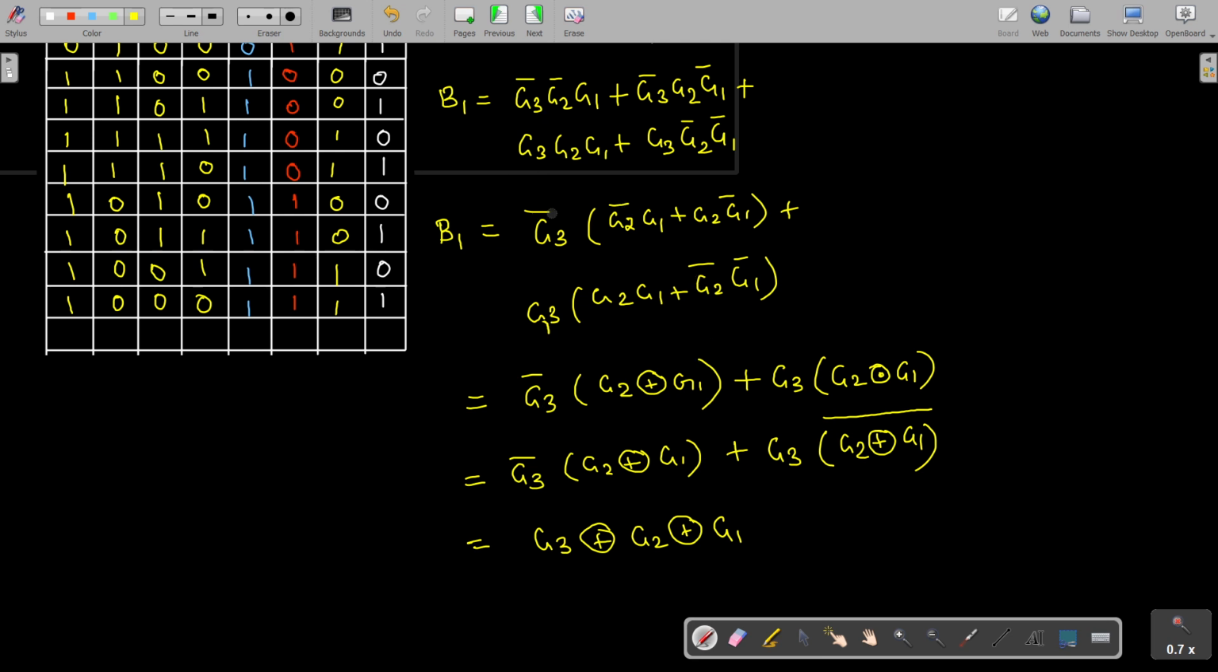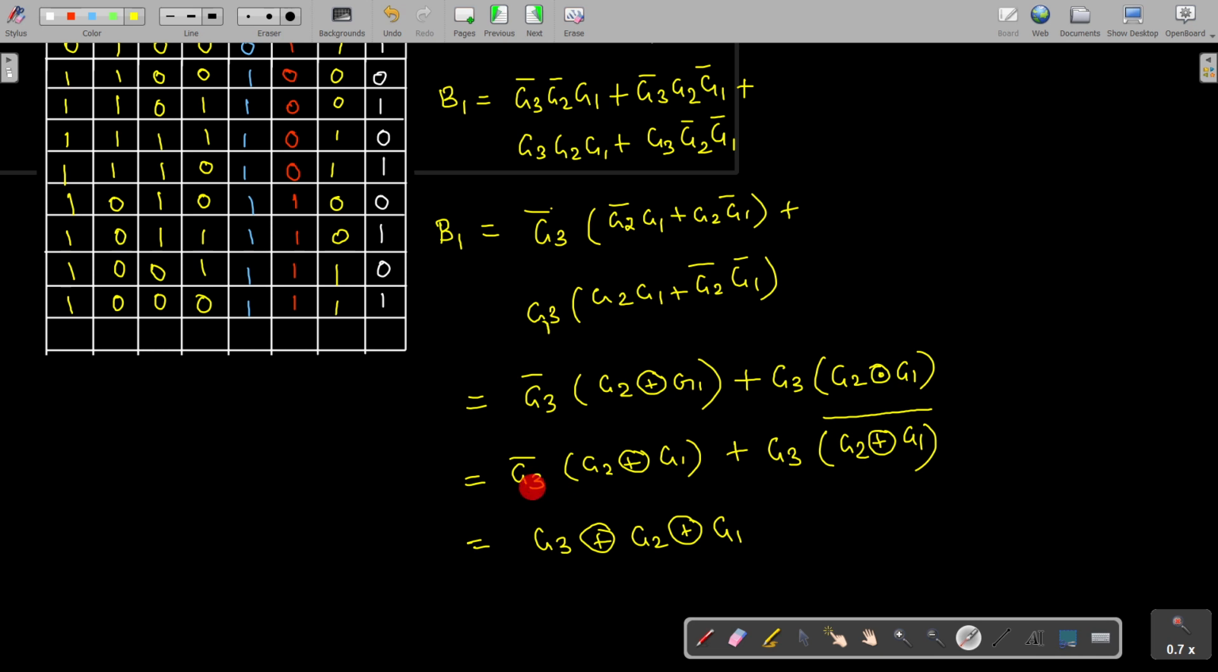In the next step we can write this. So we can write G3 bar here. But what about this? It is G2 bar G1 plus G2 G1 bar. That means it is exclusive OR function, isn't it? So we can write it as G2 exclusive OR with G1 plus this. Okay, then this G3 comes here. What about this G2 G1 plus G2 bar G1 bar? That represents exclusive NOR function. So we write it as G2 exclusive NOR with G1. Like that we can write.